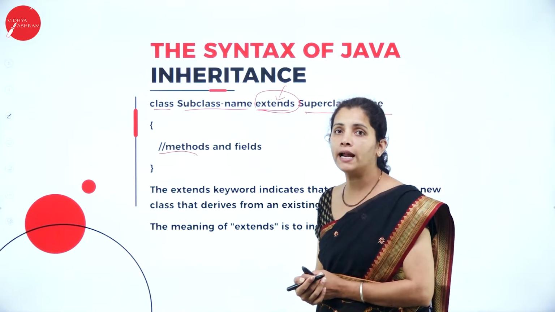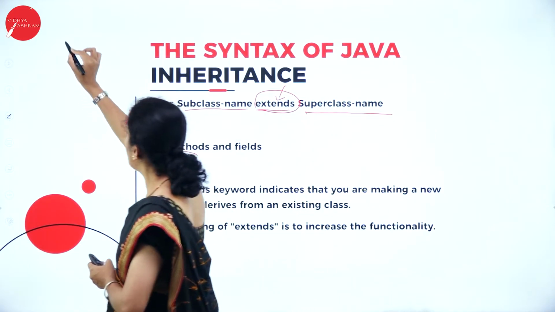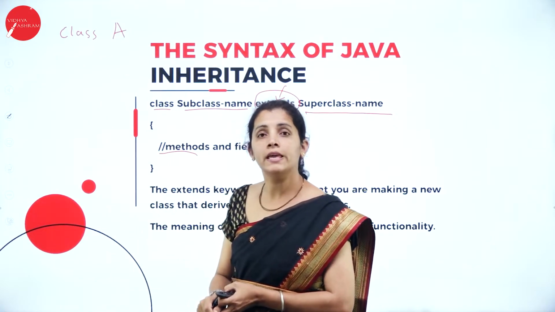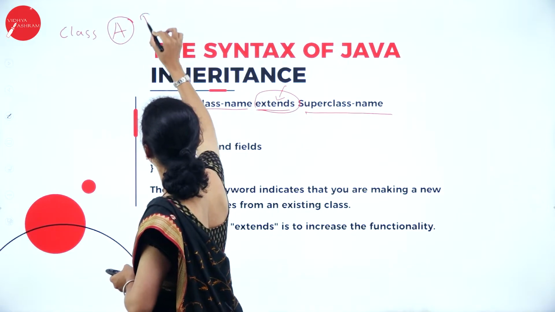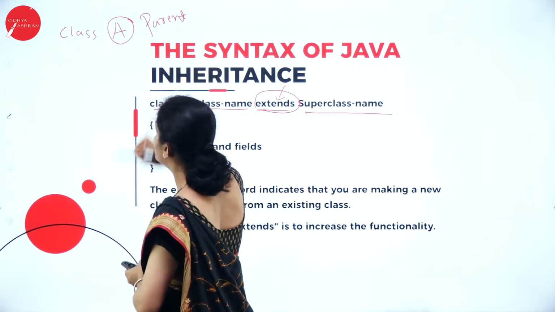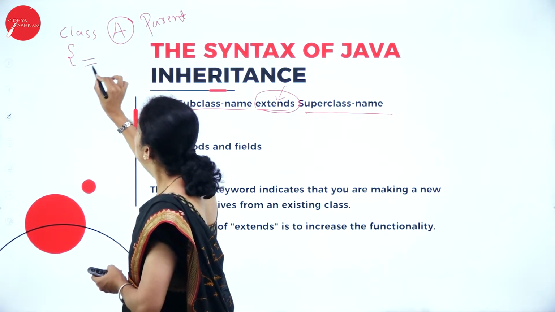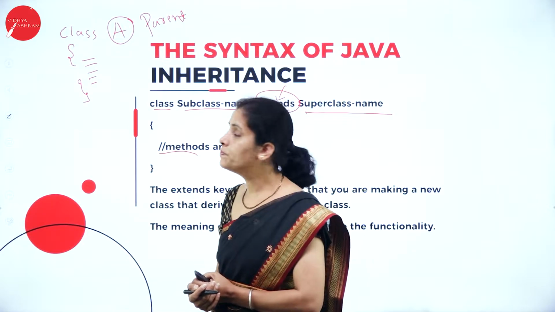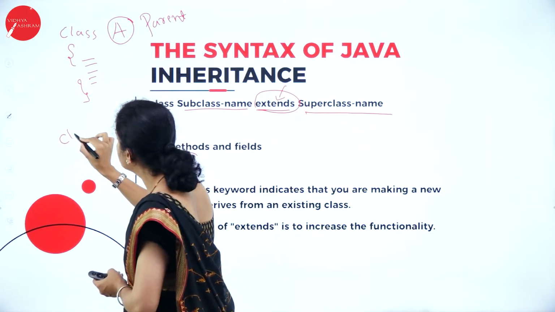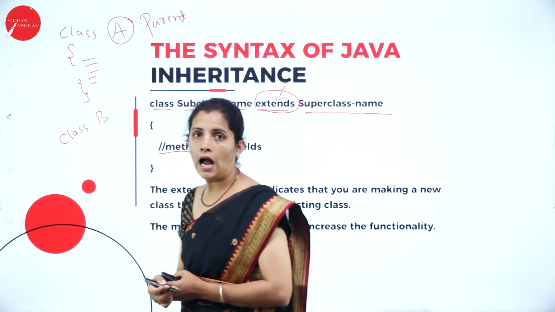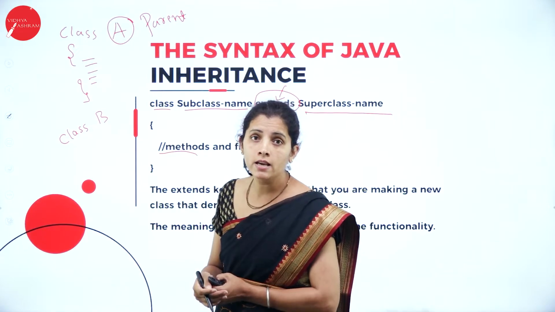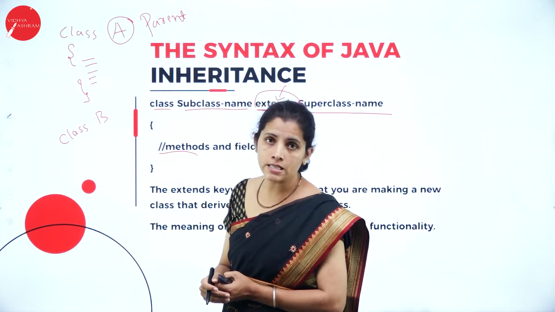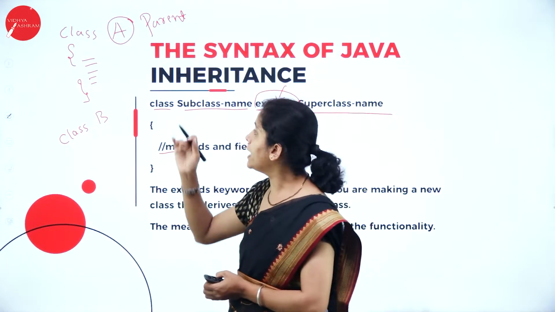Now, dear student, let me write a simple example here. Think that I have a class called A. Okay, what is my class name? A. And this is my parent class, or this is my superclass, and it's going to have data members as well as member functions. Now, I'm going to have a class called B, and this class wants to use the methods as well as data members which are present in class A. So what I will do? I'm going to extend the class.